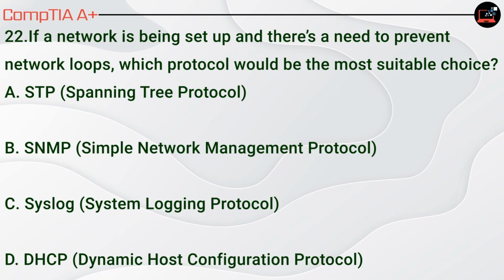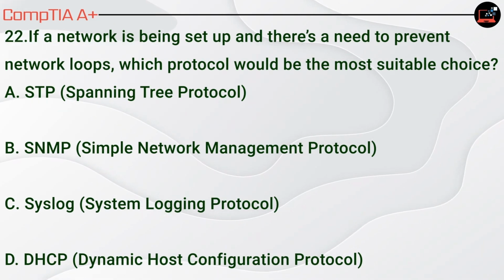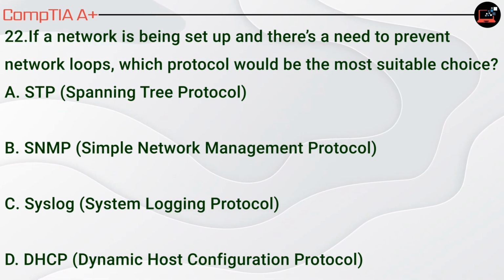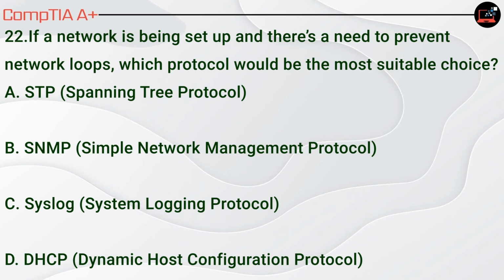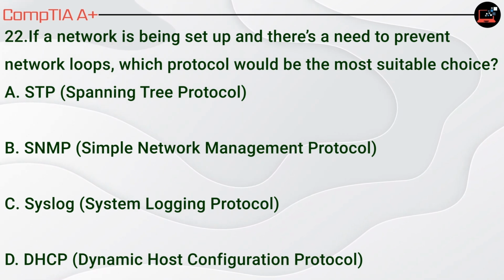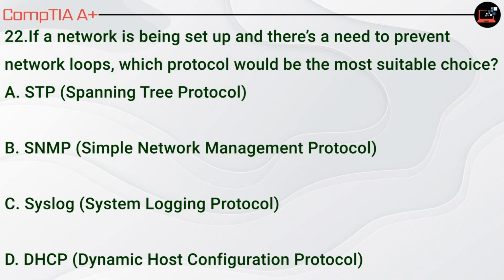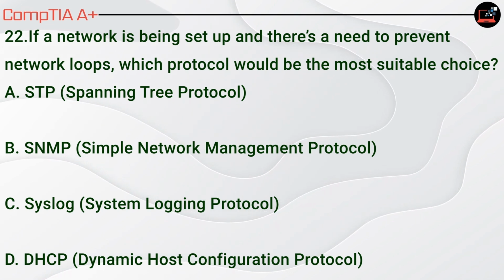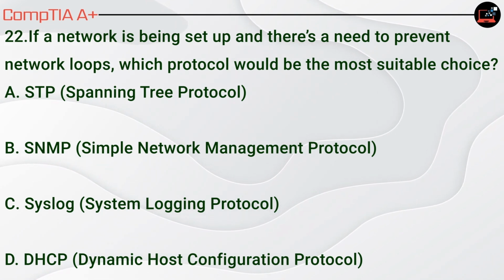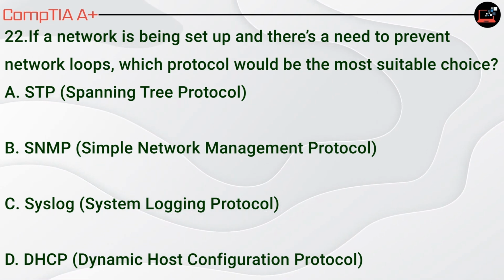22. If a network is being set up and there's a need to prevent network loops, which protocol would be the most suitable choice? A. STP, Spanning Tree Protocol. B. SNMP, Simple Network Management Protocol. C. Syslog, System Logging Protocol. D. DHCP, Dynamic Host Configuration Protocol.